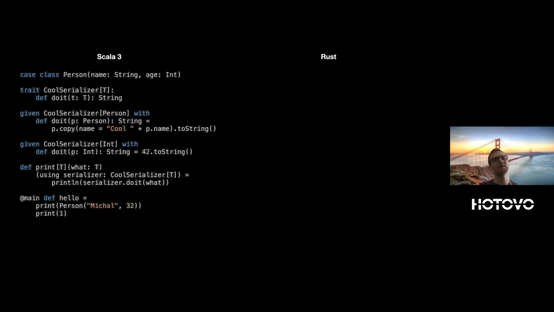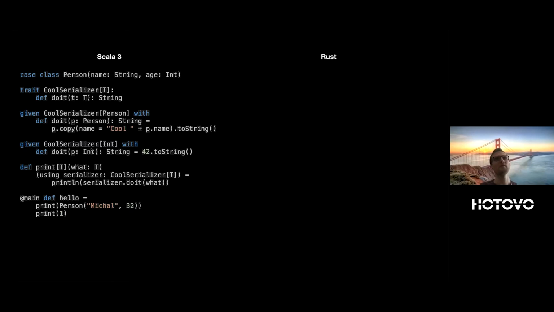And the implementation, or the instance of the type class, is implemented via this syntax. We have the keyword given, and we implement that cool serializer for type Person with, and here comes the implementation of the method. We take in the person, return a string. This is just copying the immutable data structure, prepending "cool" before the name, returning the string.